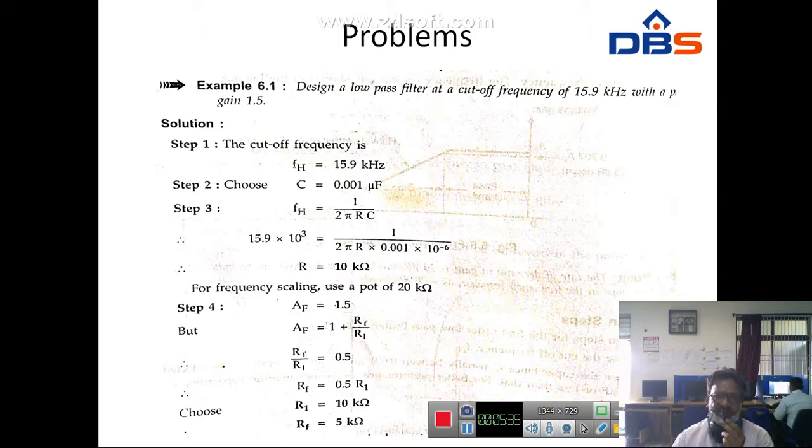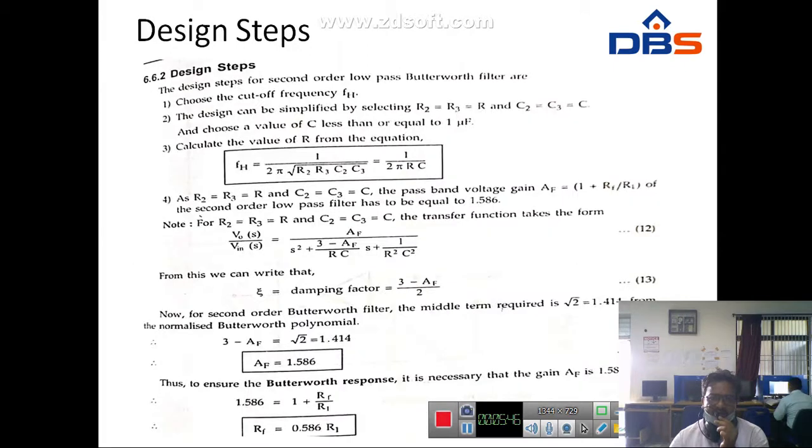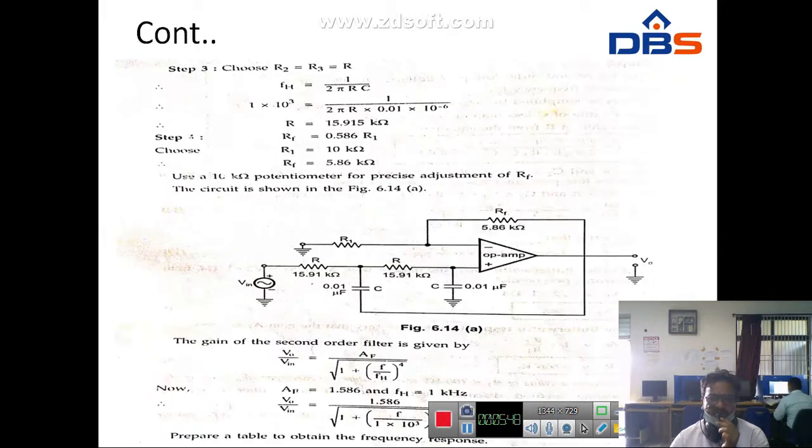We have one example for this design problem. It is also similar to the low pass filter.